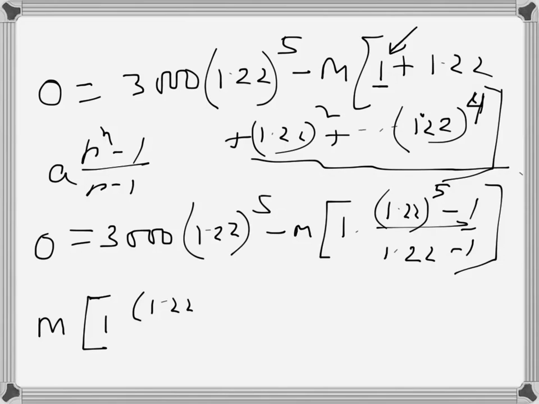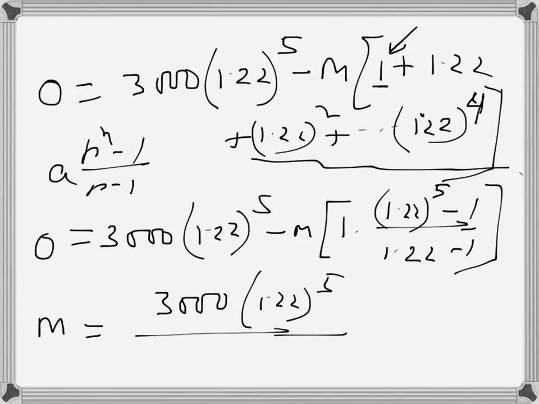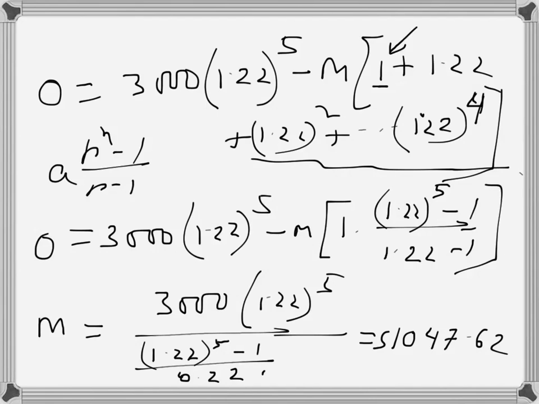I will just rewrite this. M is equal to 3000 times 1.22 to the power 5, and on the denominator we will have (1.22 to the power 5 minus 1) over 0.22. So basically if we put this in the calculator, what we get is $1047.62. So this is the annual repayment. The required annual repayment is $1047.62.